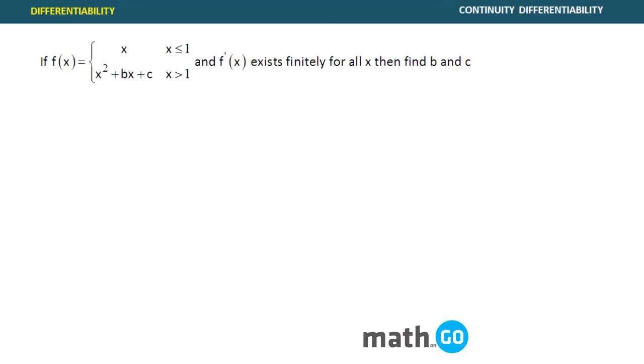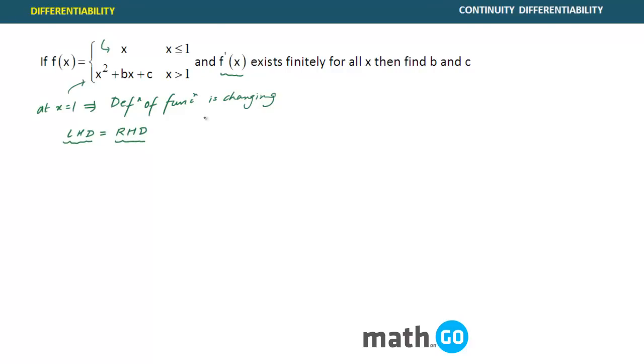Okay, now let's see another question on differentiability. It is given that function f(x) is something like this, and it is given that f dash x exists finitely for all x, then find b and c. If f dash x exists, that means the derivative exists, that is, it is differentiable. We know that this is a polynomial, so for polynomials we do not need to prove differentiability. But where we will check for differentiability is at x equal to 1. Why? Because here the definition of function is changing. Wherever the definition of function is changing, at that particular point you will be required to check whether it is differentiable or not. So for this to happen, you require LHD equal to RHD.